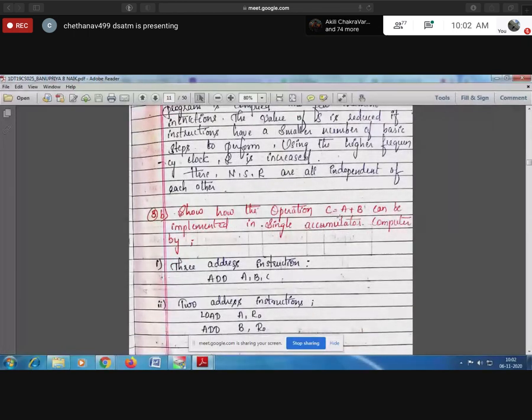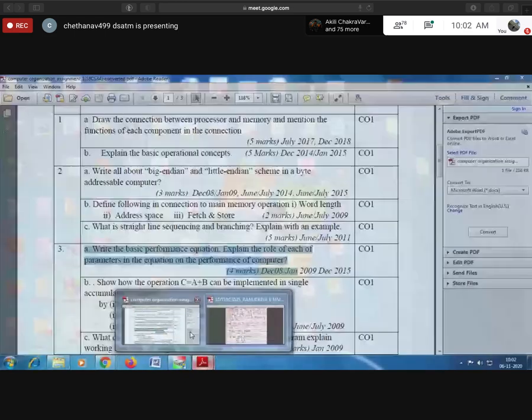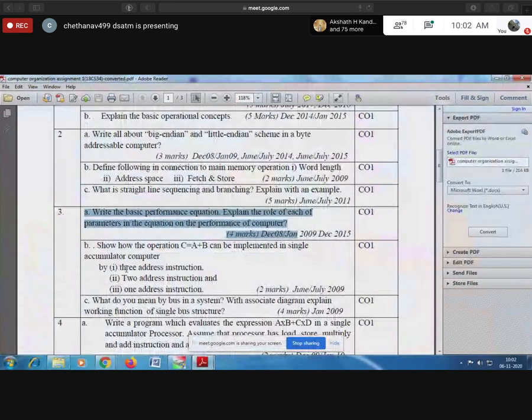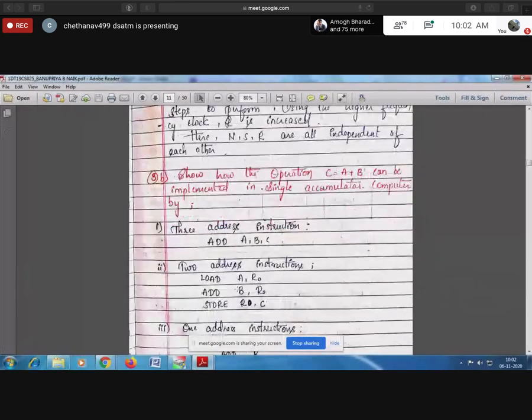Go to the next question. C is equal to A plus B. You have to write that in three address, two address and one address instruction. It's very simple, I've done it in class also. Three address means three operands, so I can give A, B and C at a time. Because it is a three address instruction, I can get the data of the first address A, second address B, third address C, and add directly by executing the instruction: ADD A, B, C.